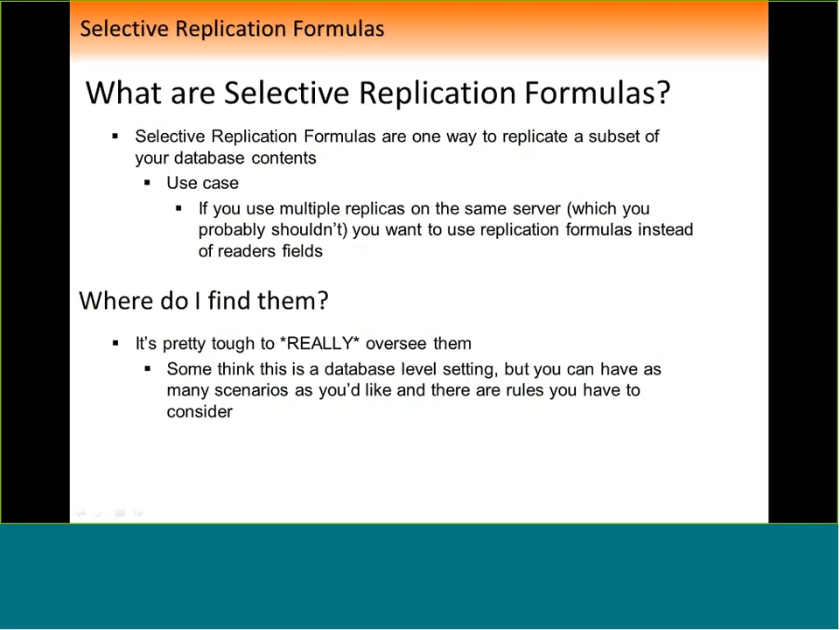All right, so let's talk a little bit about what else we can use in addition to the readers fields we talked about. We can use selective replication formulas, which are the other way to replicate only a subset of your database content. We have an interesting use case where we wouldn't want to use readers fields to decide what's replicated and what isn't. We've got 3 replicas of the same database on the same server, which is not a best practice scenario per se, but we're replicating a CRM application to 3 different partners, and the only way to make sure we replicate only the appropriate partner documents into those replicas is to set up these selective replication formulas.